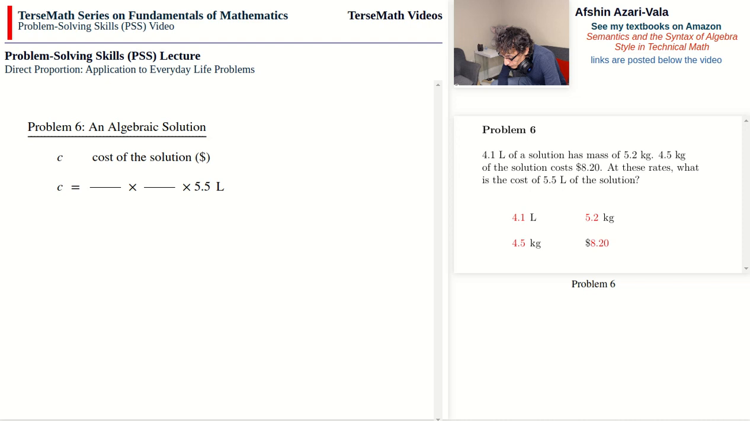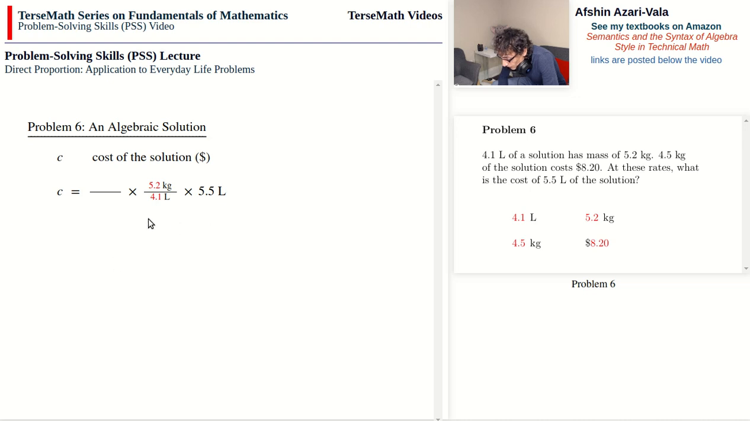And so we write 5.5 liters. Now, here we need to match the unit liters down here. And if you take a look at your relationships, only one of them has the unit liter. So there is no way to go wrong. We pick the numbers in this relationship. 4.1 liters goes down here, and 5.2 kilograms goes on top. And so we write down 4.1 liters and 5.2 kilograms.